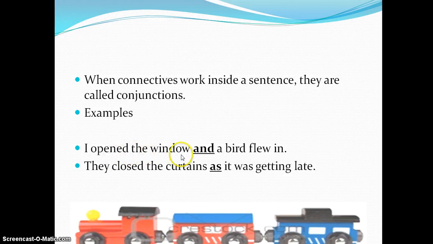Can you see the 2 parts of this sentence? I opened the window. A bird flew in. There are 2 parts of the sentence. We join them together using and. So this is a conjunction. They closed the curtains as it was getting late. Can you see the 2 parts of the sentence? They closed the curtains. It was getting late. We join both of them together, or we connect both of them together using the word as.